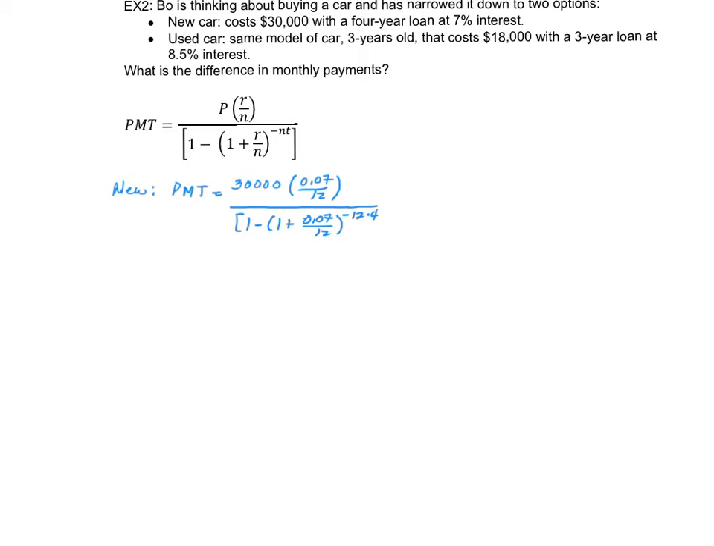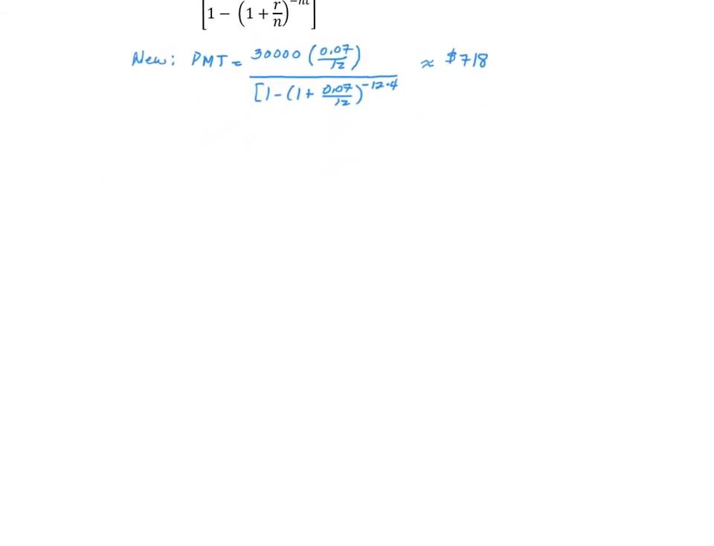And now that would be about $718, which is what I got in my calculator. The used car payments would be: $18,000 is the loan amount, times the interest rate here, which is 8.5, so it's going to be 0.085.